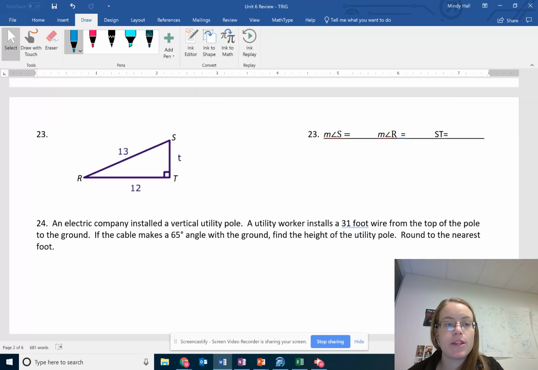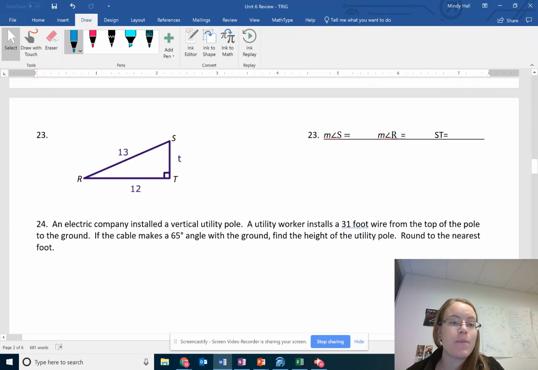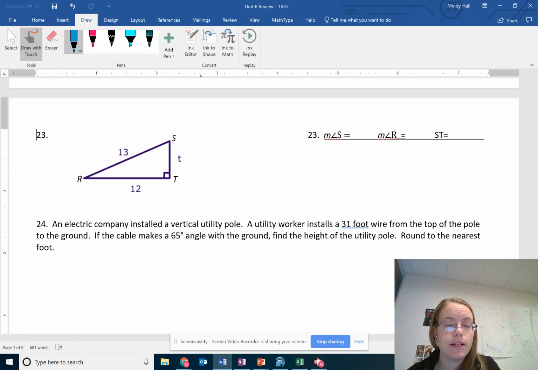For number 23, this one's a little bit different because now we have no angle measures. So in order to find it, you're going to have to use inverse trig. So before I do that, I'm going to find side t, which I just want to write. So if you have two known sides, then you can just use Pythagorean theorem. So this one would be 12 squared plus b squared equals 13 squared.